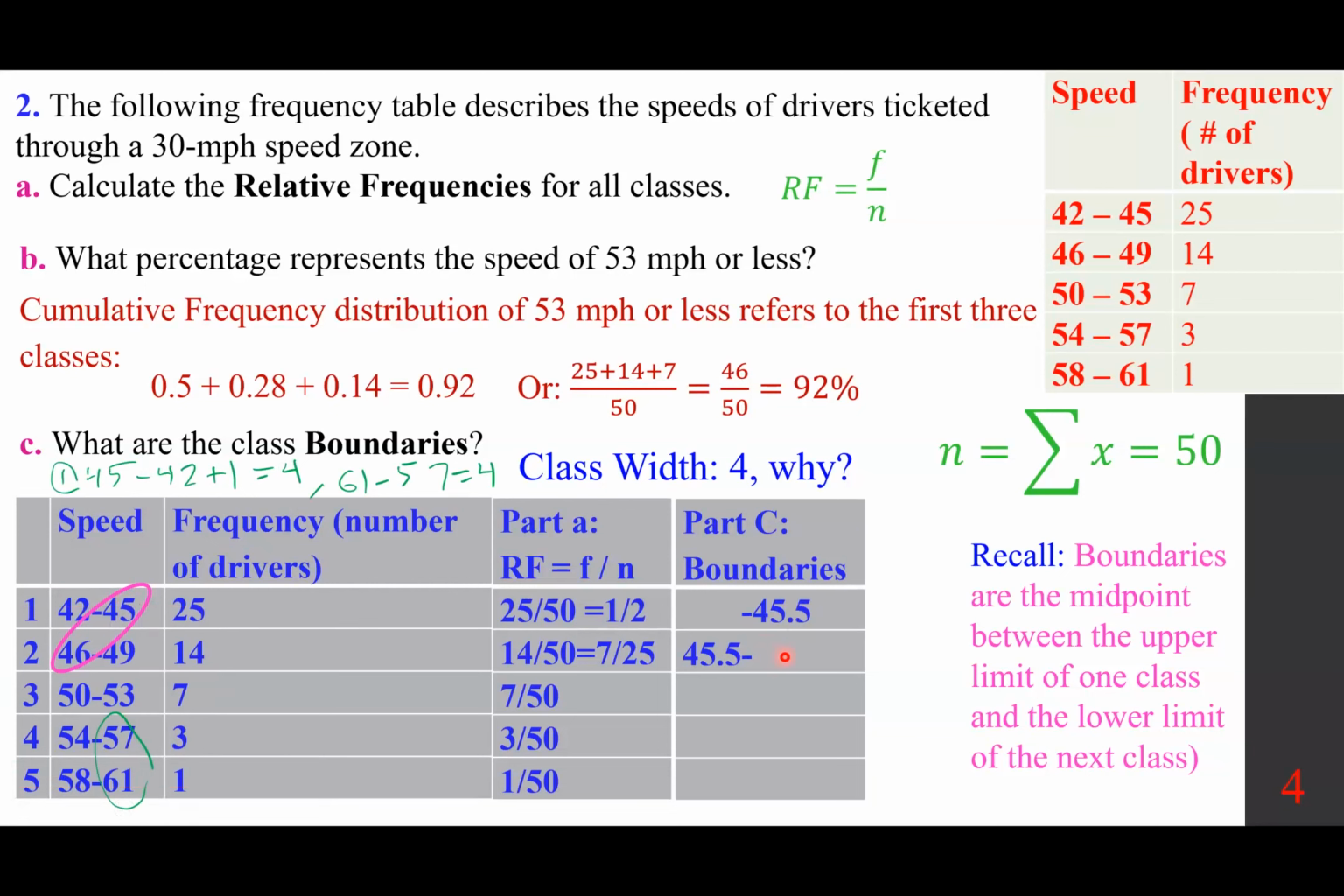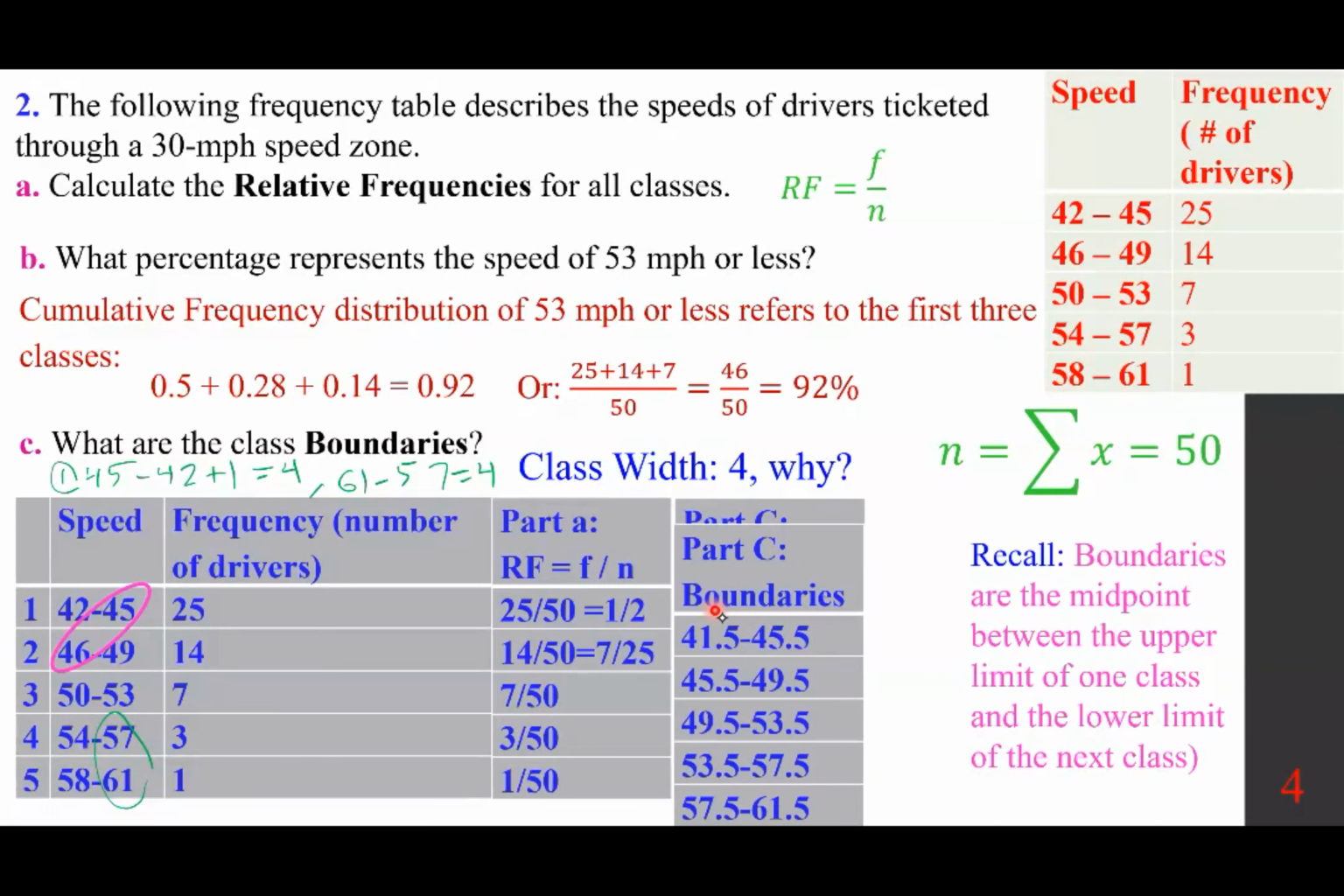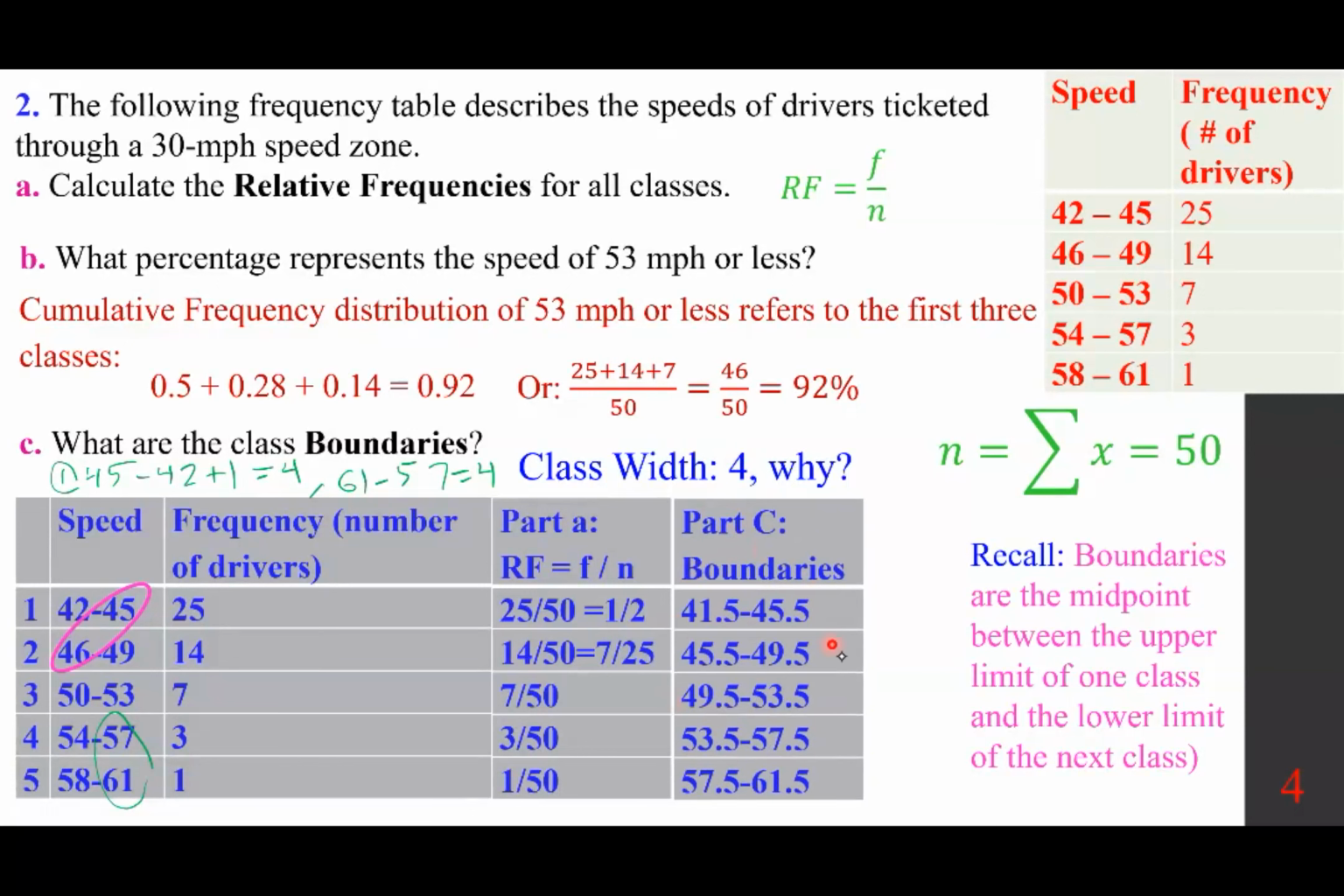And so all you have to do, if I add 4, I get 49.5 and I put it here too. And I add another 4, I put 53.5 and I put it here too. I add another 4, 57.5 and I put it here. And I add another one, 61.5. What about the first one? Subtract 4, you get 41.5. So those are all of the boundaries we need.